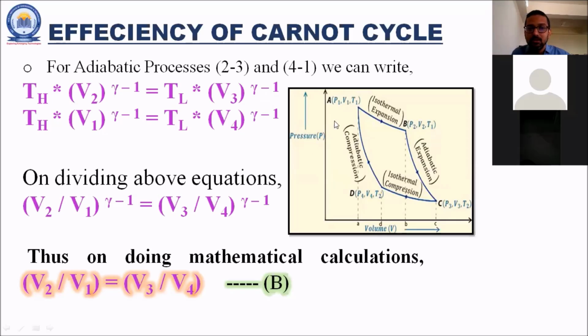Okay, fine. So on dividing the above equations, (V2 by V1) raised to gamma minus 1 is equal to (V3 by V4) raised to gamma minus 1. Thus, doing the mathematical calculations, the powers are the same, so both the powers are cancelled. So finally we are getting V2 by V1 is equal to V3 by V4, equation number B. Understood, friends, up till this point? Are you getting all the points? Are you noting down all the concepts?